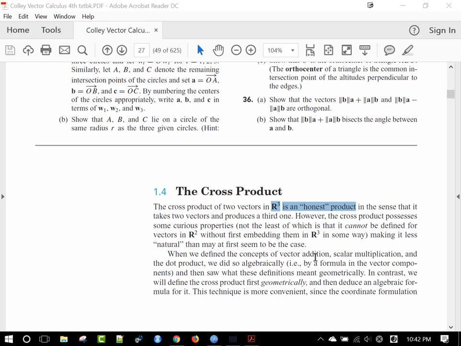We just said how to add vectors. We just said element by element. We hadn't even introduced the idea of the picture yet. But here we're going to talk about the cross product first geometrically, and then we'll deduce algebraic formulas for this cross product.